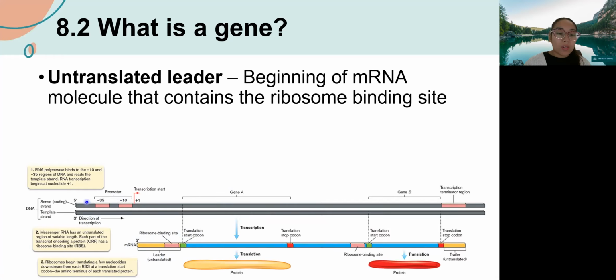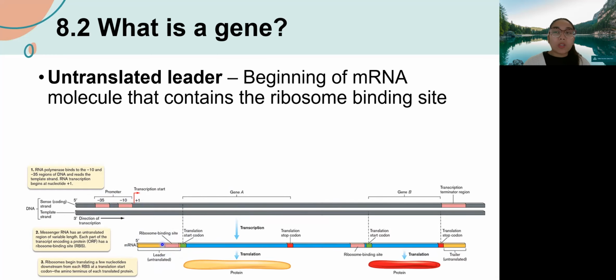Okay. Just like how there's this extra space here, even though transcription starts here, there's this extra space here, and then translation starts here. So just like how the promoter is the binding site for the RNA polymerase, there has to be a binding site for the ribosome that happens before it actually starts. And so this is where the ribosome binding site is. It's in the untranslated leader region.